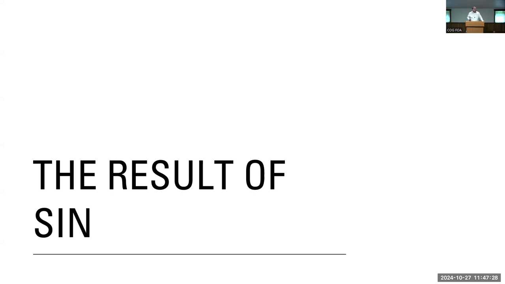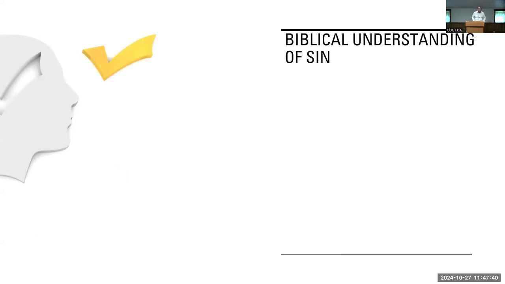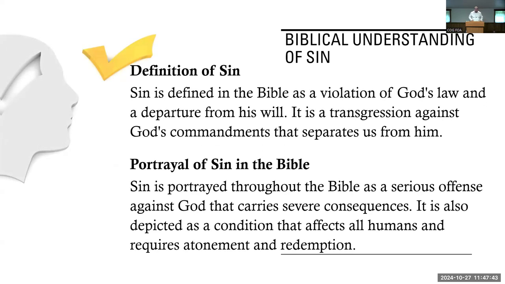Knowing that God was the one that first gave and is continuing to give, and he is the source of all righteousness, he has in his book of rule what the result of sinning or going against his instruction is. The biblical understanding of sin is a violation of God's law and a departure from his will. It's a transgression against God's commandments that separates us from him. Remember that he's the rock. He's the one that stays firm. What he has established doesn't change. It's us that separate from him.